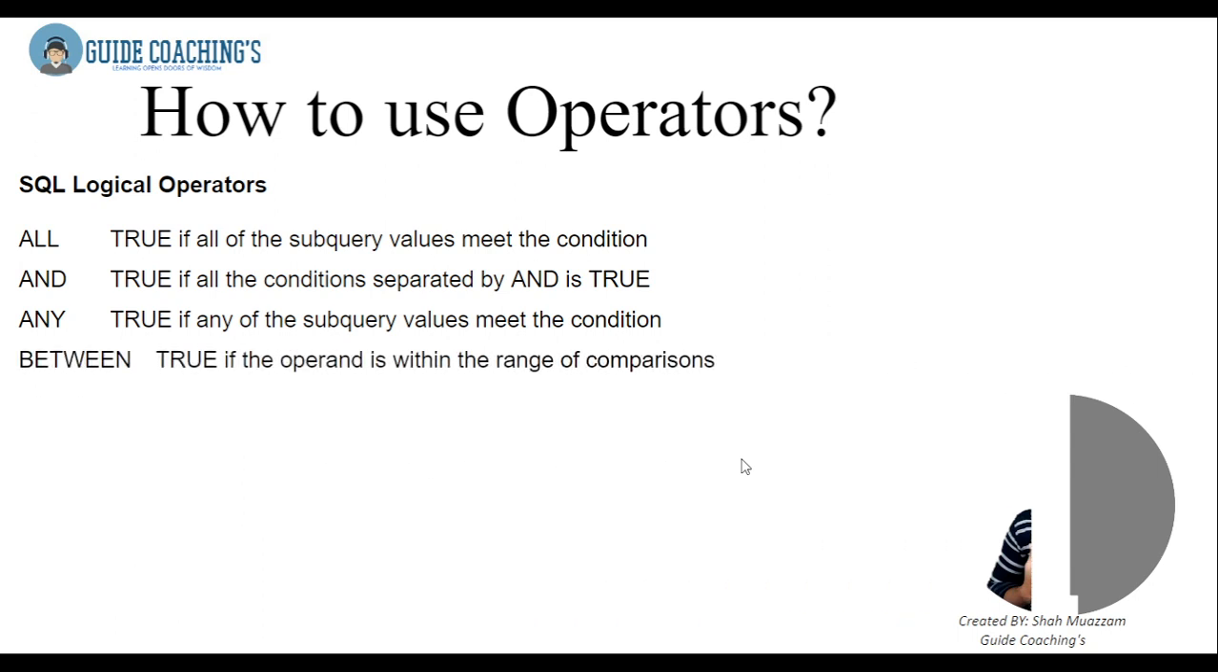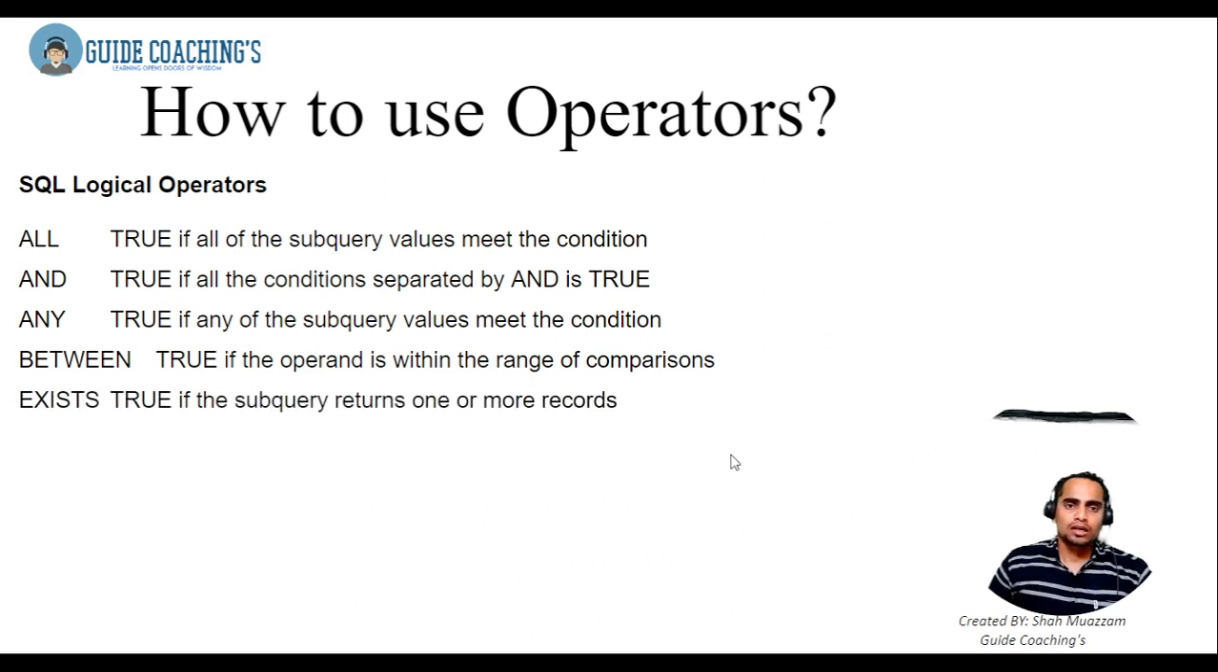Okay, then we have between. Between is a range condition, which we use with the where clause. If any record in the table lies between that particular range, it returns true and prints the values. We'll see the example as well, but first we'll complete this.